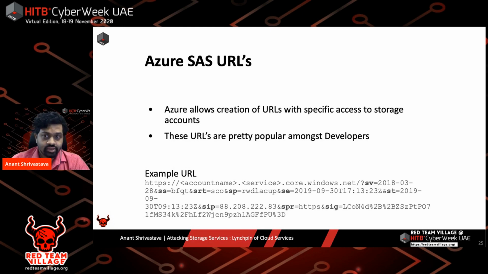So Azure has a SAS URL concept. These storage access URLs allow you to access a specific storage with a certain set of permissions. This is a very popular method among Azure users and developers to share the bucket data or specific files within the bucket. If you see here, the example URL that I've given has multiple keywords which I've highlighted in bold. What do these keywords mean?